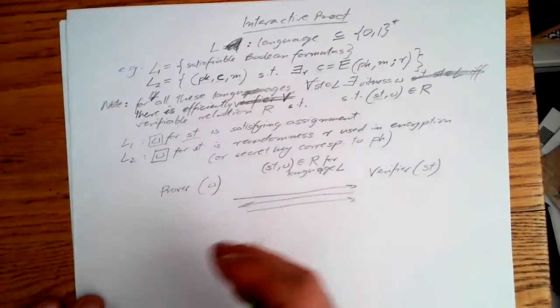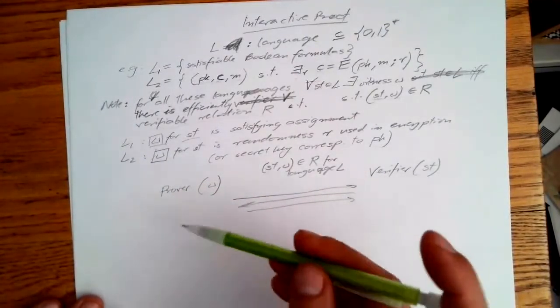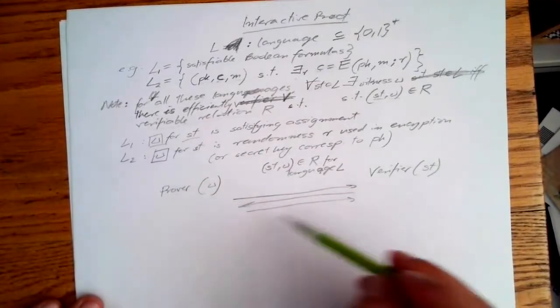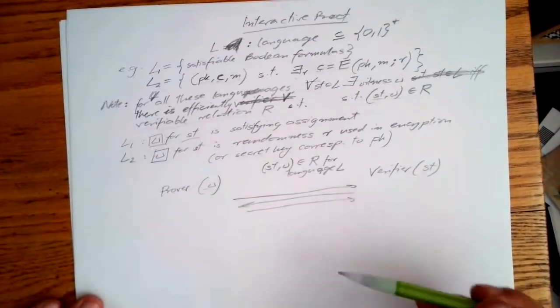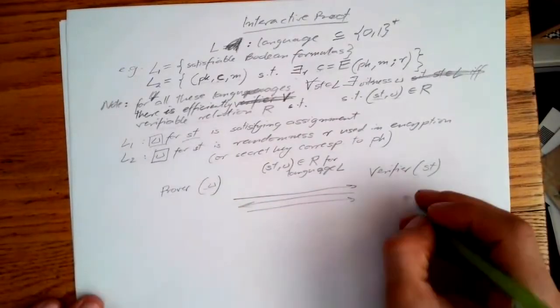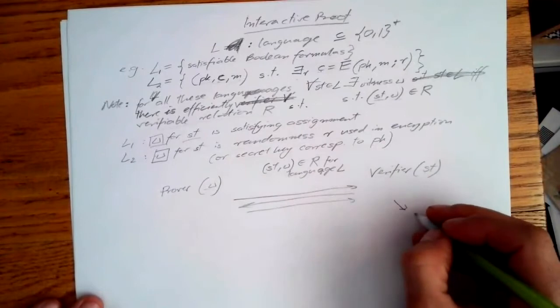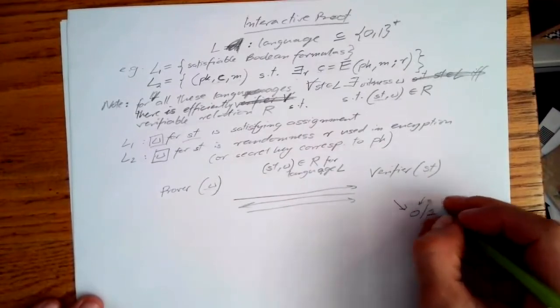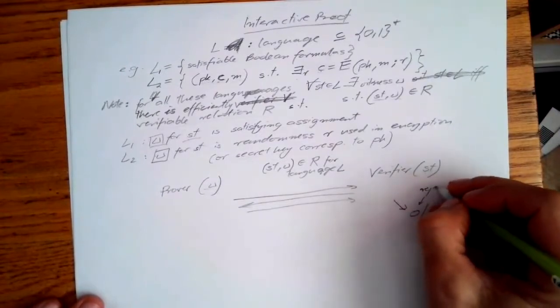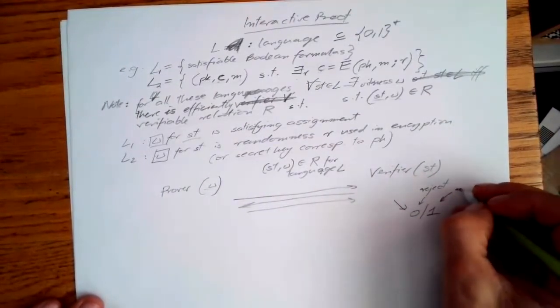What's an example of a protocol? Key exchange, right, is an example. It's some interactive procedure. These parties use these inputs to send messages to each other, at the end of which the verifier outputs 0 or 1. Okay, and 0 stands for reject, and 1 stands for accept.